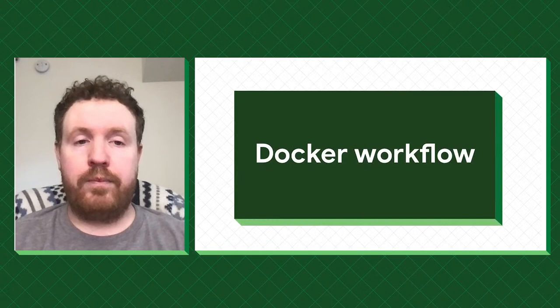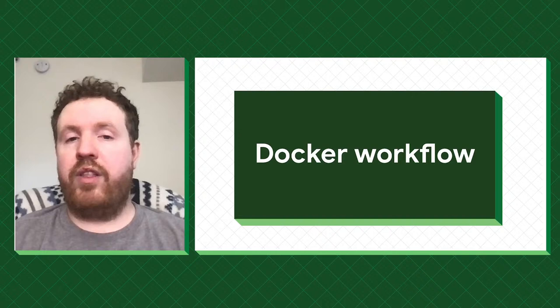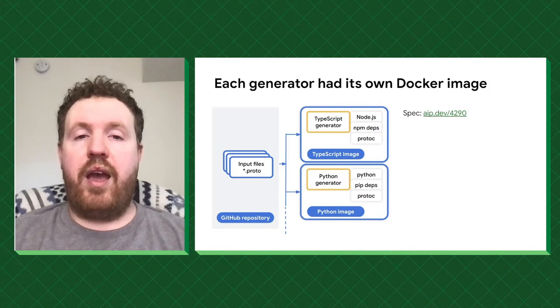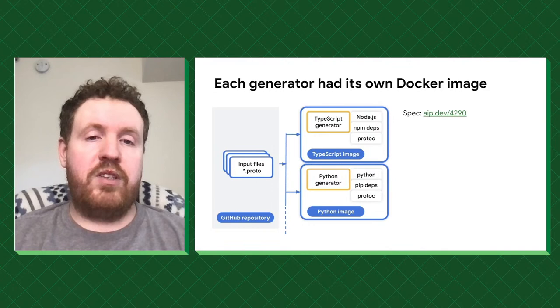So we needed to have 7 language environments for generating client libraries, so Docker was an obvious choice. So we had a Docker image for TypeScript generator that had Node.js inside, and then we had a Docker image for Python generator, and so on for all 7 languages. And we had a spec that defined how all these images should behave. And it all worked, but the complexity of the infrastructure was just a little bit higher than we wanted.